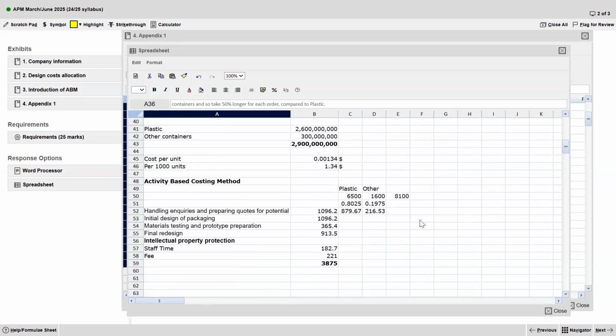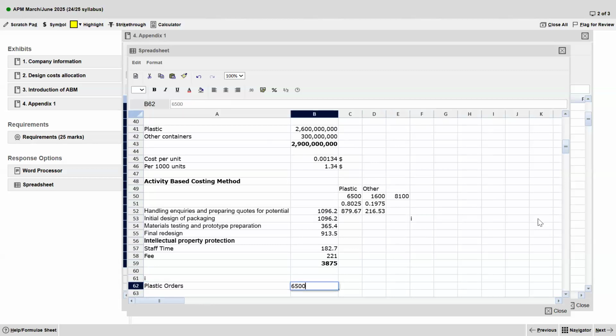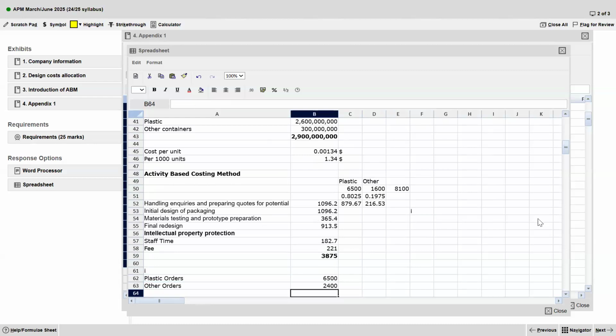So what do we have to do here? We could just treat it like this. If I just do the working over here, I could do plastic orders is 6,500. Other orders is 1,600 multiply 1.5 because they are taking more time.